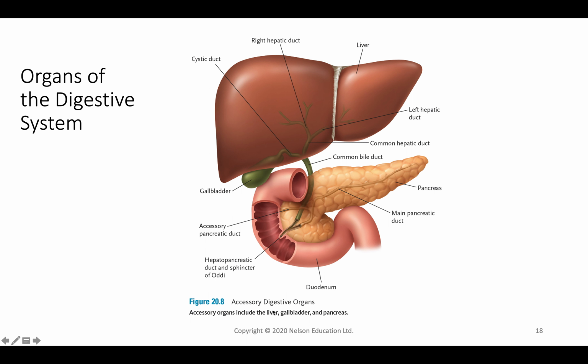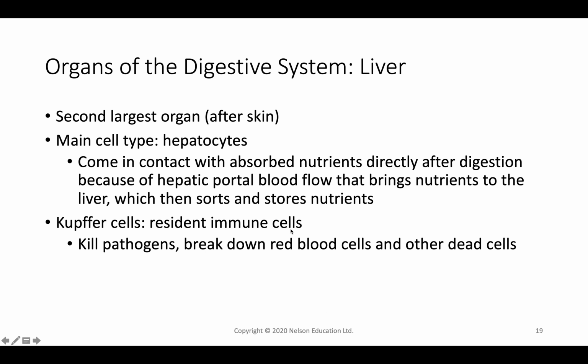So again, accessory organs are going to include the liver. There's a falciform ligament of the liver, which is split up into 2 different regions in terms of ducts. Here we have the left hepatic duct and the right hepatic duct draining into the gallbladder. The gallbladder is connected by the cystic duct into the common bile duct to feed into the hepatopancreatic duct directly into the intestines. So again, that's going to include the liver, the gallbladder, and the pancreas.